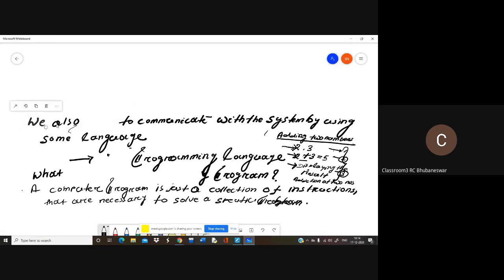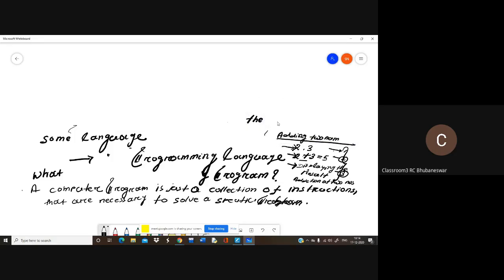Similarly, before writing programs, what should we do? You should have some idea about algorithms and flowcharts. Clear, everyone? If I say what are the prerequisites for developing programs or to learn a programming language, I may say the prerequisites are algorithm and flowchart. Prerequisites to learn programming.